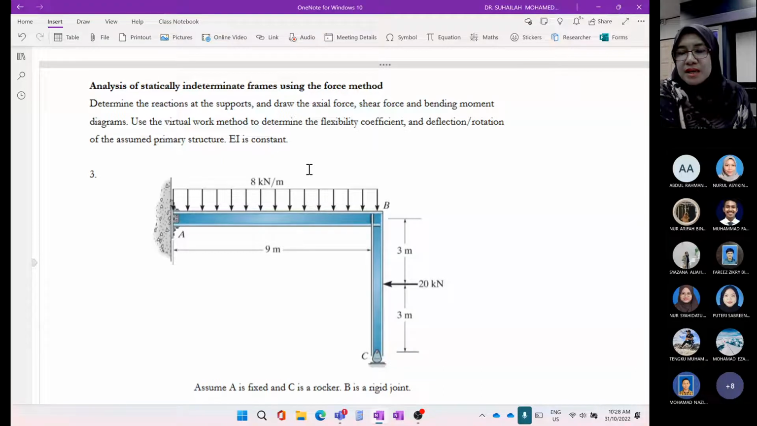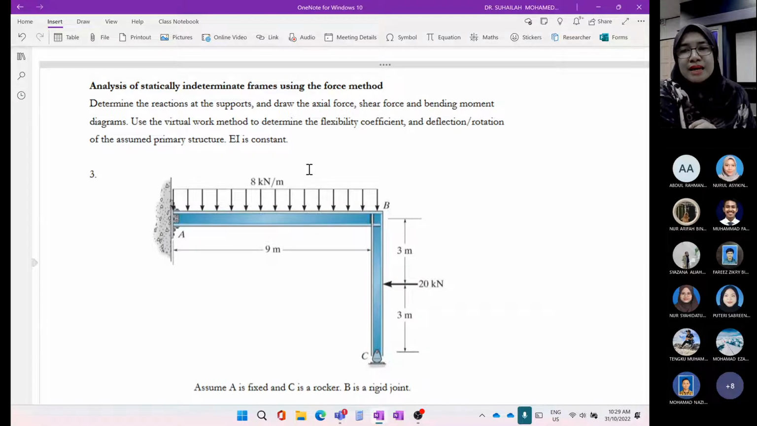Actually, we can change this from single DOI to double DOI if we change the roller support to a pin support. Okay, it doesn't matter. We focus on this one first. This is an indeterminate frame to the first degree of indeterminacy.